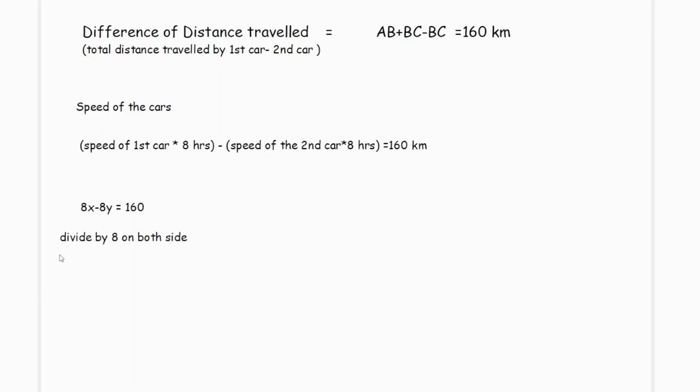We can simplify by dividing both sides by 8, left hand side and right hand side. So we get x minus y equals 20. We take x minus y equals 20 as equation number 1. Thus we formed the first equation, x minus y equals 20. Next we are going to form the second equation.